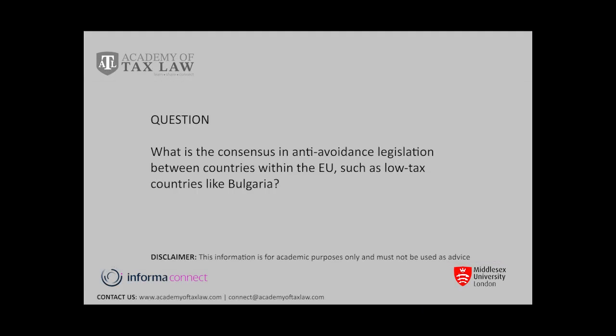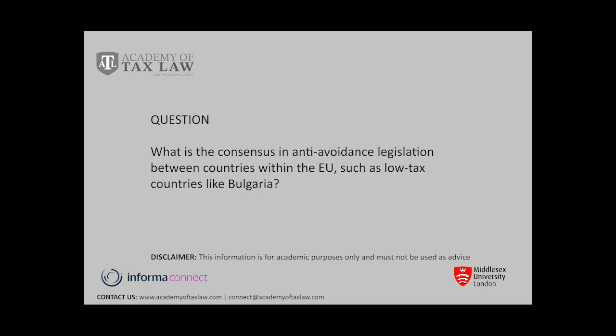What is the consensus in the anti-avoidance legislation between countries within the EU? For example, low-tax countries like Bulgaria. Very good question. If you look at anti-avoidance legislation within the EU, this has become increasingly harmonized, especially regarding concerns about tax base erosion and profit shifting and all the BEPS initiatives.